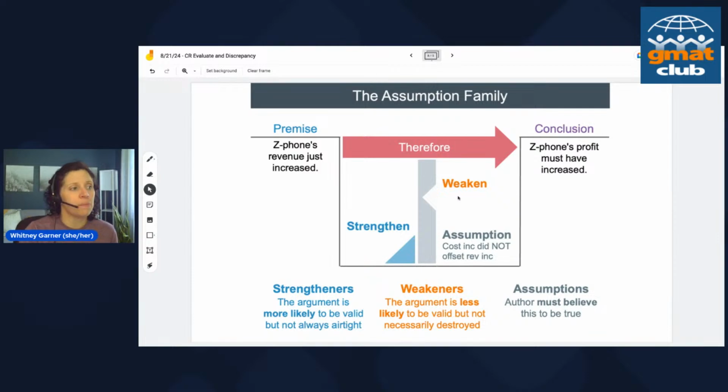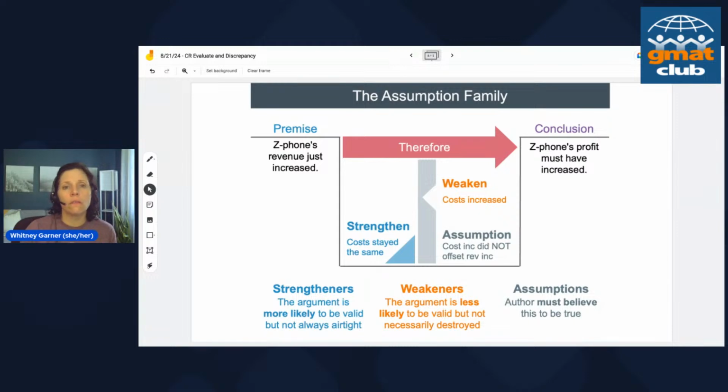So a weakener might be something like costs increased. Well, you didn't tell me how much they increased, so my conclusion still could be true, but it certainly makes me feel worse about my conclusion. If you told me that costs didn't increase or costs sort of stayed the same, then I feel a lot better about my conclusion. And so in this case, that might actually guarantee that my conclusion is true.